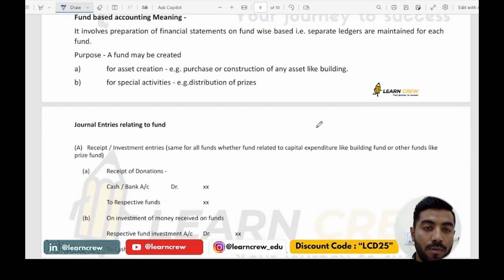Then for asset creation, such as purchase or construction of assets like a building for specific activities, or for cultural events or distribution of prizes, a specific fund might be created.